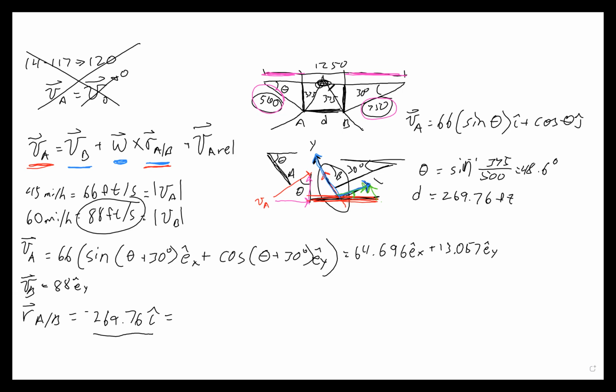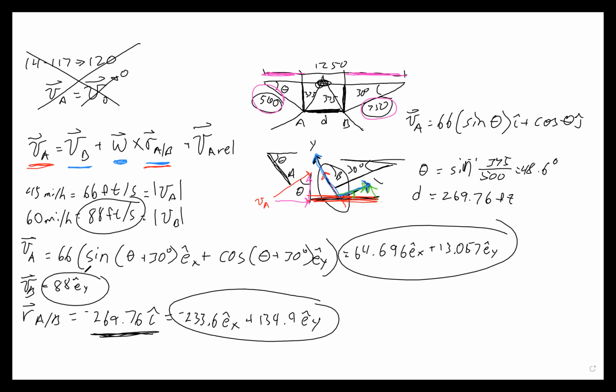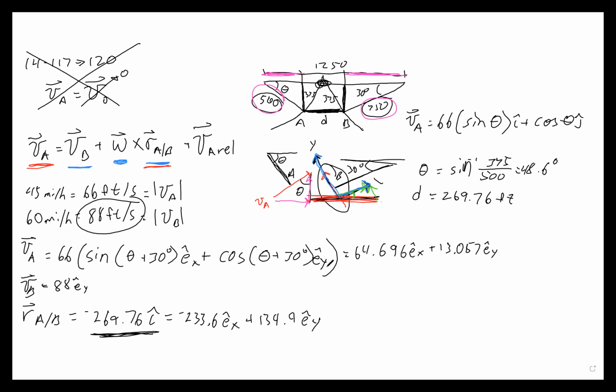Okay, the vector answers are negative 233.6 e hat x and plus 134.9 e hat y. This is taking that horizontal line, D, between the two values, but projecting it on the rotated axis on B by 30 degrees. So that way the I hat turns into an EX and EY, because we need everything to be EX, EY, EX, EY, EX, EY. Okay? That is the reason and the method for doing that.